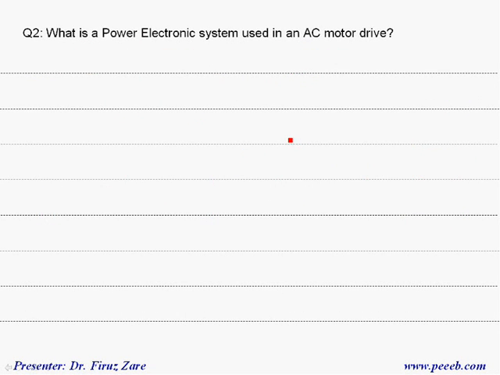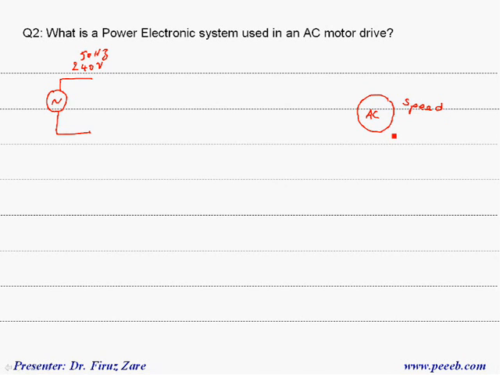So what's the power electronic system used in an AC motor drive? Let's look at the block diagram. So if this is the AC voltage, the point is that this voltage is regulated because it's coming from the grid, 420 and 50 Hertz. And if we have an AC machine, we need to control the speed.